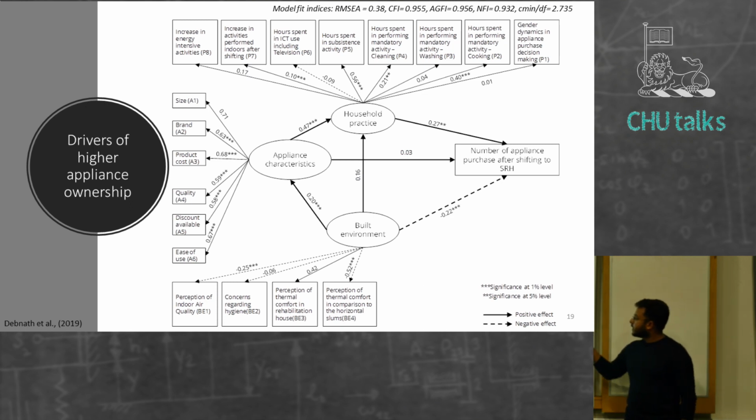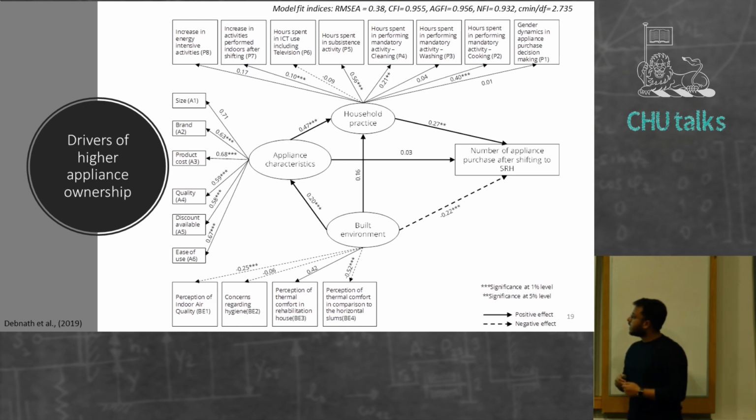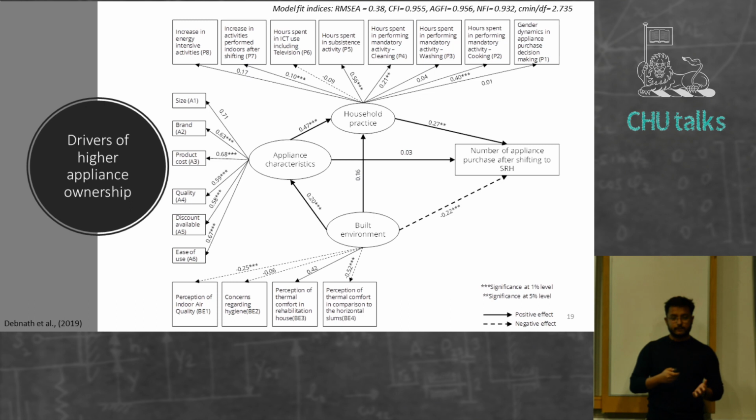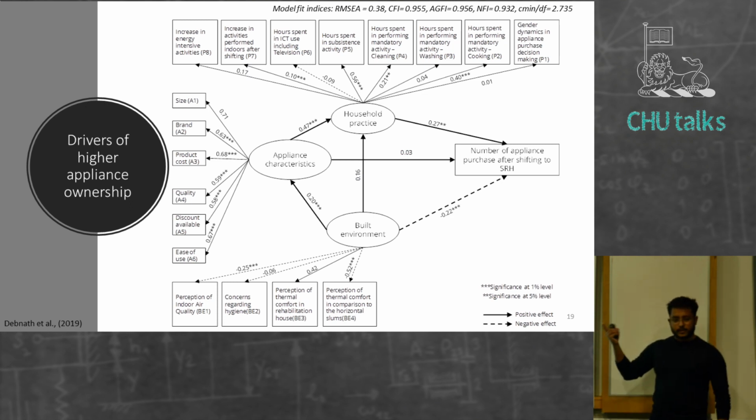Similarly, you can see that hours spent in subsistence activity also have a positive influence on change. As I mentioned, they now don't have space to do that, so they can't gather socially and work for additional income. And it has a significant influence on the increase in activities performed indoors. So they tend to spend more time indoors because they don't know their neighbors, and the community structure is broken in that shifting from slums to slum rehabilitation. And this household practice is actually affecting the number of appliances purchased on shifting. So this is an invisible driver that's not quite seen, because who would understand that a change of practice from outdoor to indoor can actually influence higher appliance ownership?